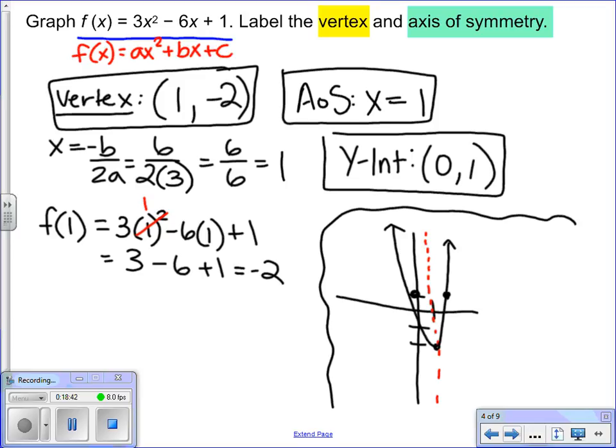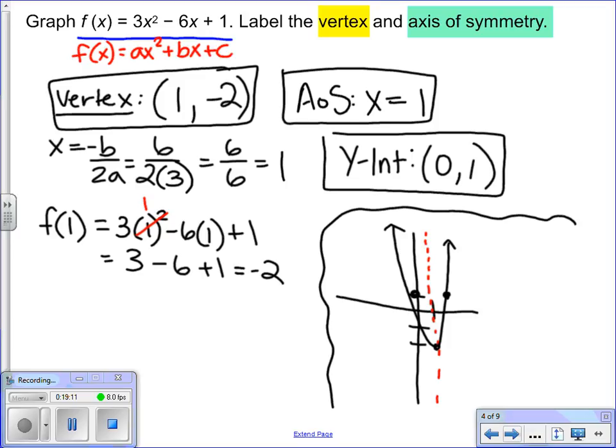If you compare that parabola back to a, since a was positive, the parabola should open up. It does. Since a was 3, it should be stretched vertically. It is. Instead of going up 1 over 1 to the next point, we have to go up 3 over 1 to the next point. So I've got that stretch there. So it works out really nice for graphing.